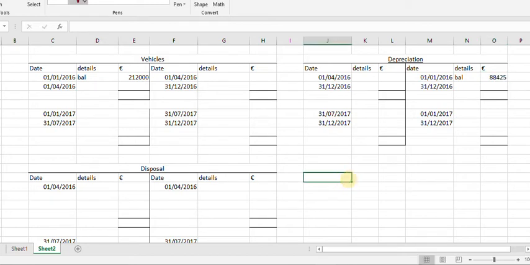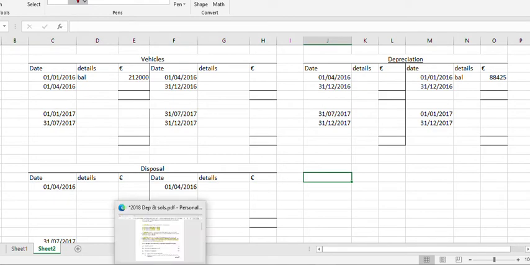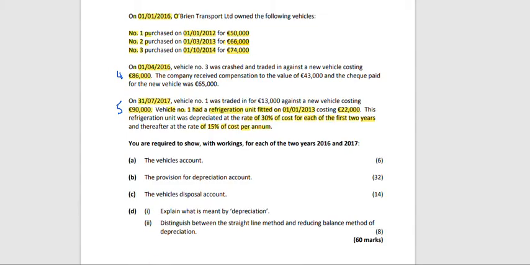88,425. So now we're going to go through the first disposal. From the question, we're looking for anything that happened in 2016. On the 1st of the 4th 2016, vehicle number 3 was crashed and traded in against a new vehicle costing 86,000. The company received compensation to the value of 43,000, and the cheque paid for the new vehicle was 65,000.